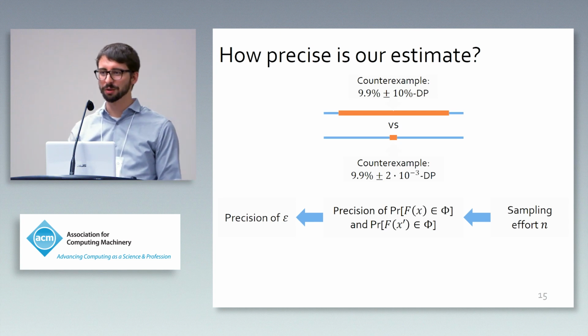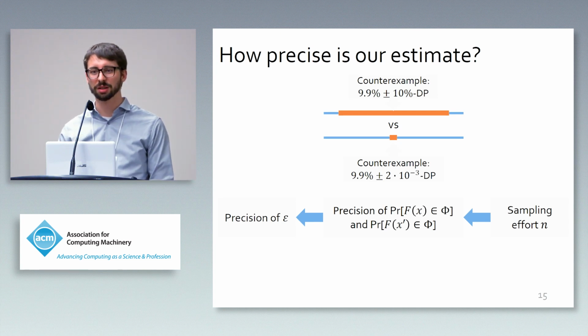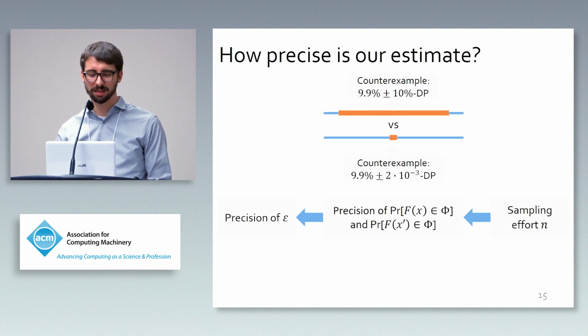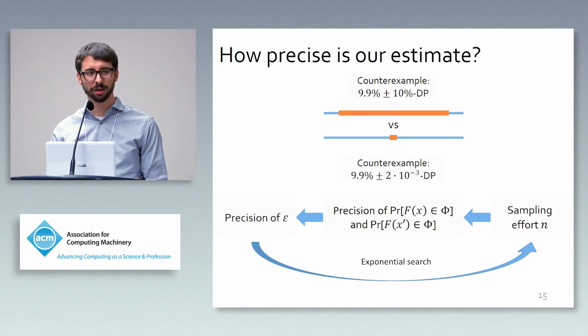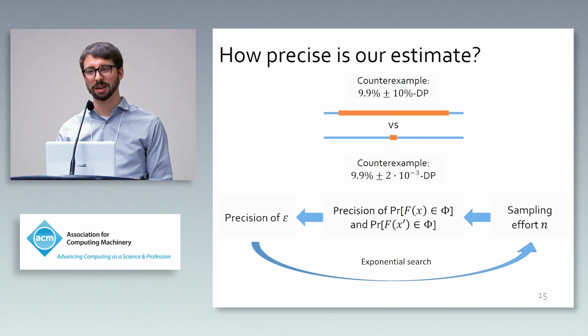Now, the precision of epsilon, of course, depends on the precision of our estimates for the two probabilities. And the precision of these two estimates depends on the sampling effort. So I will quickly walk through how we can determine the precision of epsilon based on a given sampling effort. In our tool, in dpFinder, we don't actually do it this way. Instead, we start from a desired target precision, and we infer the sampling effort that's required to reach this target precision by exponential search, meaning that we exponentially improve the sampling effort until we reach the desired target precision.